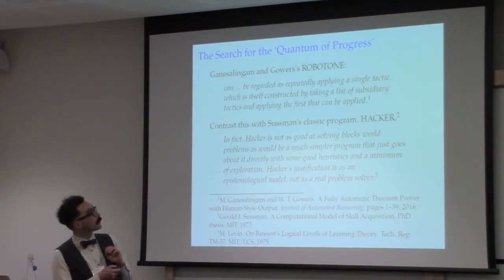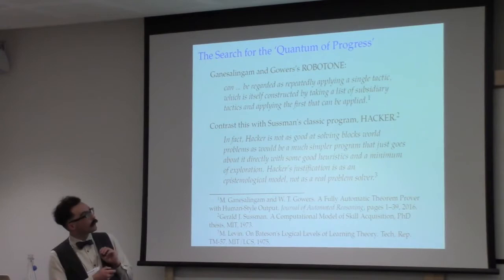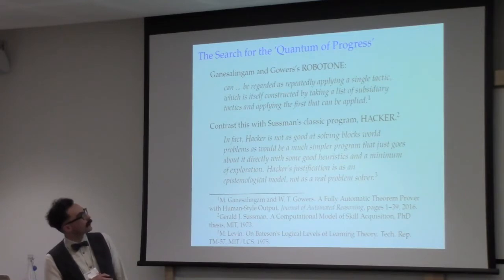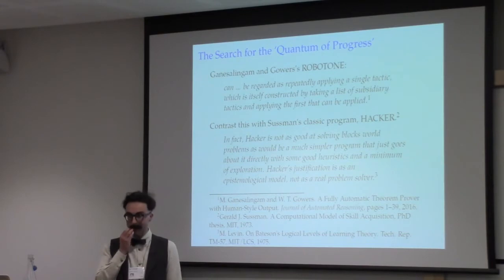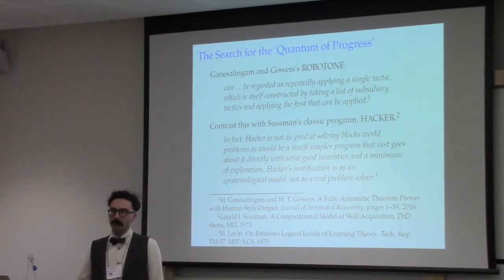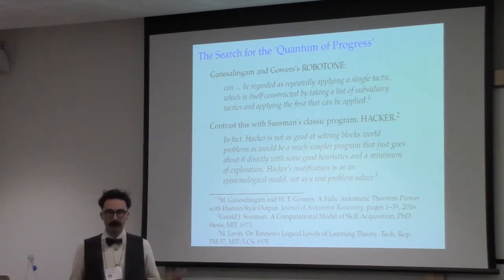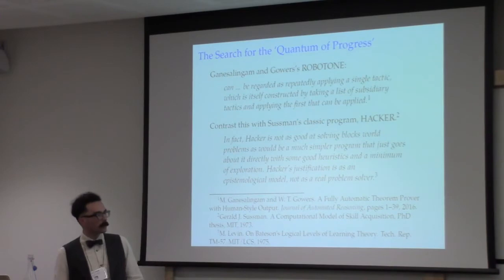They also built this system called Robot 1, which is a mechanical prover system. It can be regarded as repeatedly applying a single tactic, which is itself constructed by taking a list of subsidiary tactics and applying the first one. So it's this waterfall model of coming up with a proof. If you can apply this rule, do it. If you can't apply it, go on to the next one. And that works if you have a kind of simple thing. It's a lot like the logical system I just showed you about the dialogue.